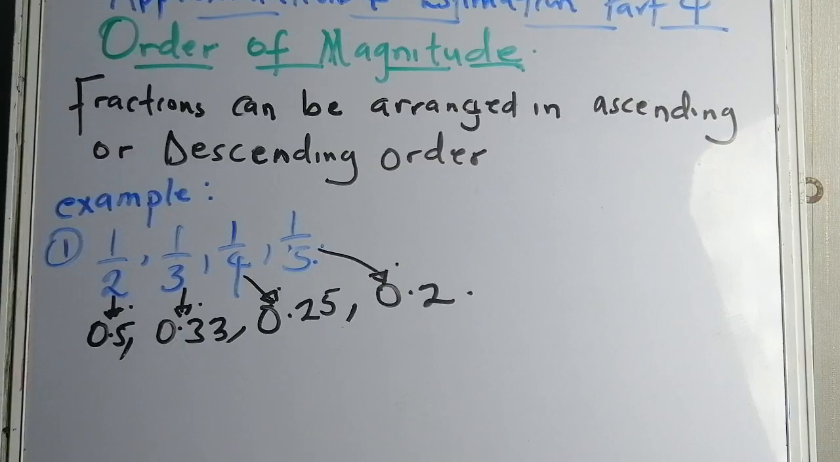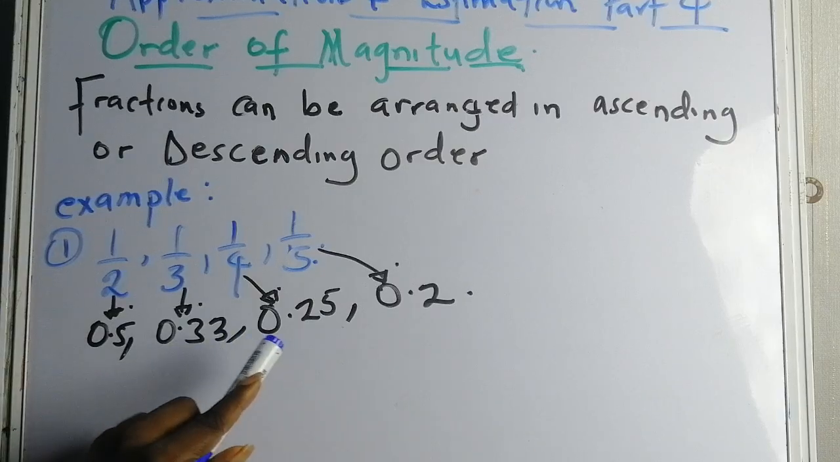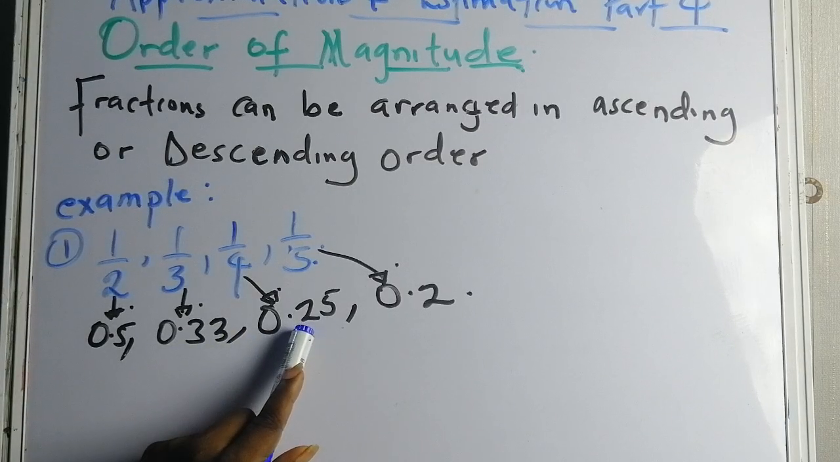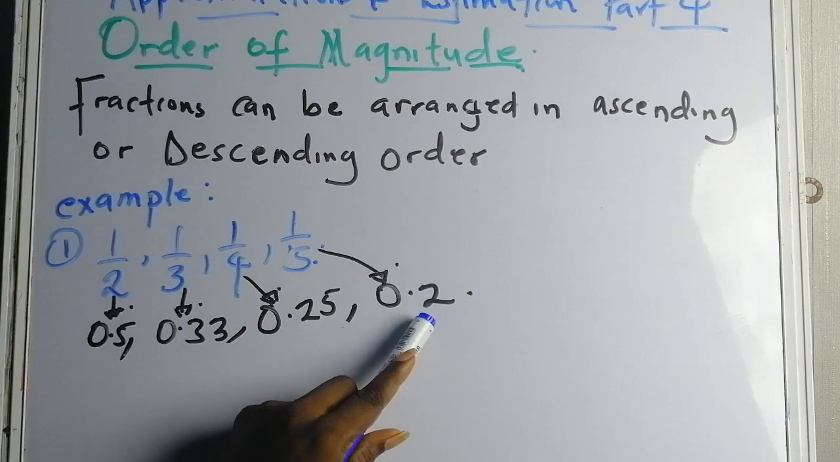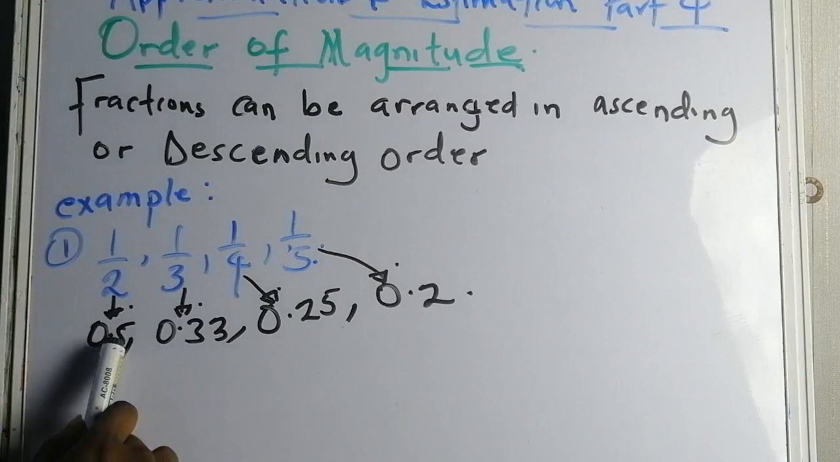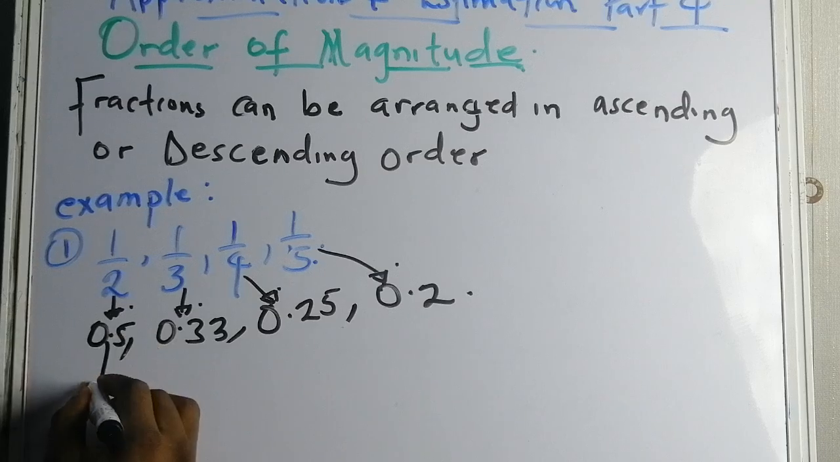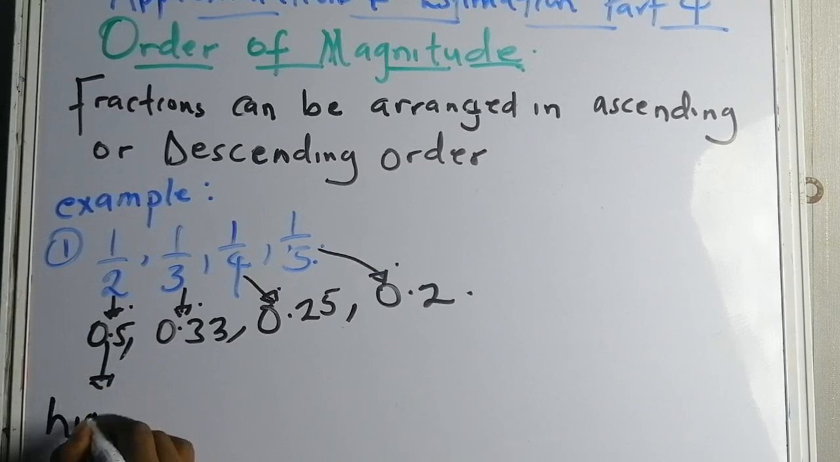If you look at this very well, the highest number you can see after the decimal point, what is the number? 5. After the decimal point, what is the number? 3. After the decimal point, what is the number? 2. Then after the decimal point here, what is the number? 2. So the question you need to ask yourself is: from here, 5 is the highest after the decimal point. So it means this is the highest, 0.5.